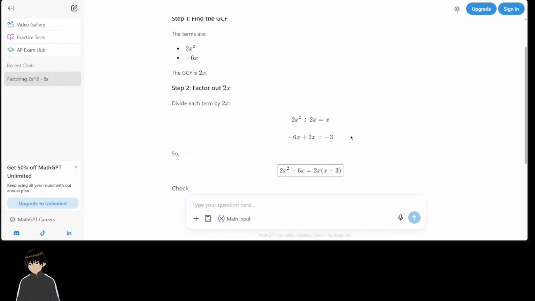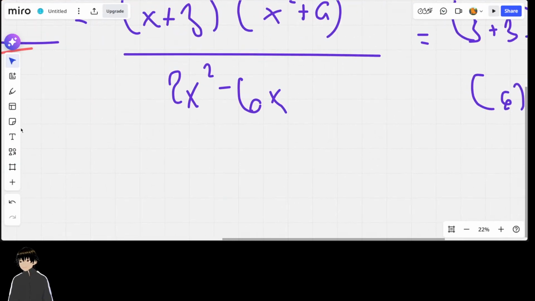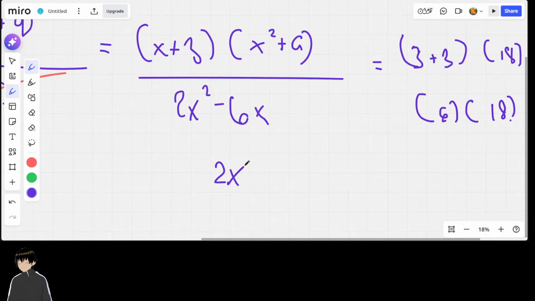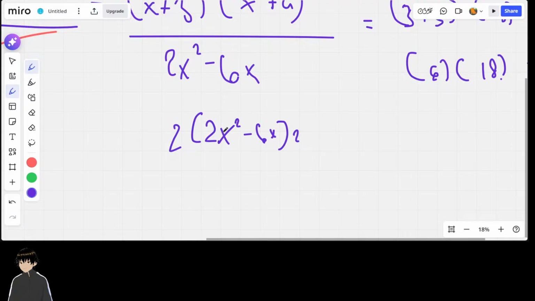Divide each term by 2x. I didn't read the whole solution. Okay, so you divide something like this. If you have something like this, it means 6x, that's going to be divided by 2, and then it's going to be x minus 3, and then you have to put the 2x here.